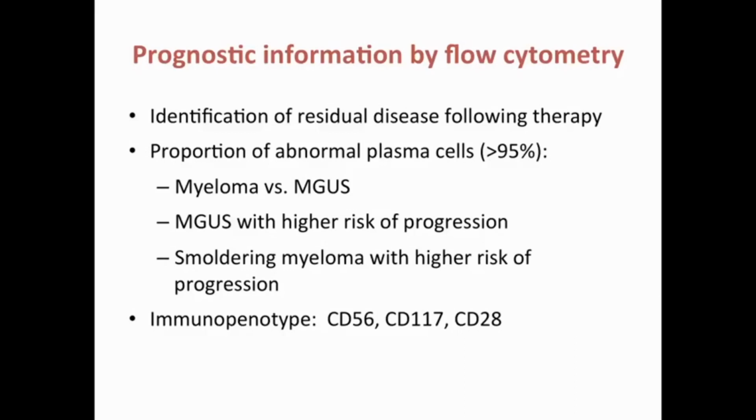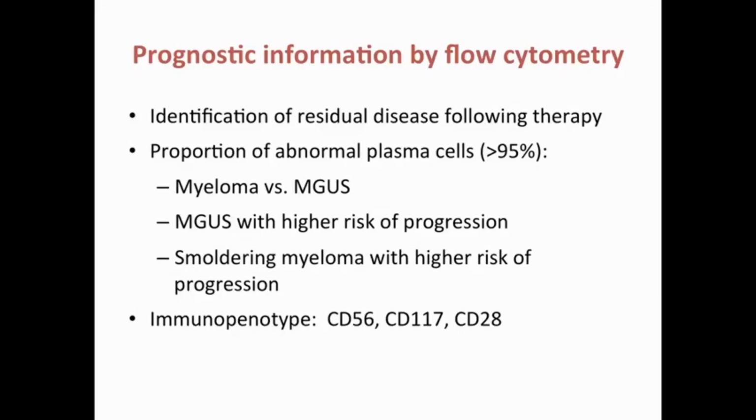In addition, the proportion of abnormal plasma cells at diagnosis can provide useful prognostic information. Multiple myeloma is often associated with relatively few residual non-neoplastic plasma cells, whereas MGUS and smoldering myeloma usually have more numerous residual non-neoplastic plasma cells, so that abnormal plasma cells represent less than 95% of total plasma cells. Although this information is not used in establishing a diagnosis, it can help to predict prognosis. MGUS or smoldering myeloma with fewer normal plasma cells than expected has a higher risk of disease progression.